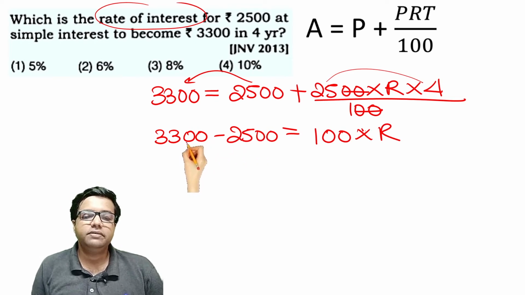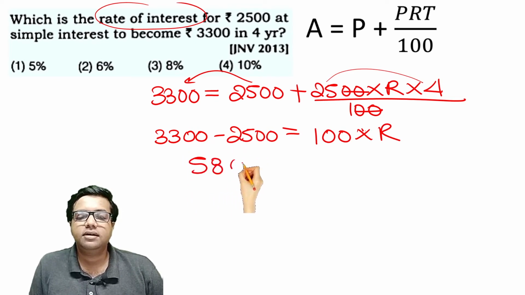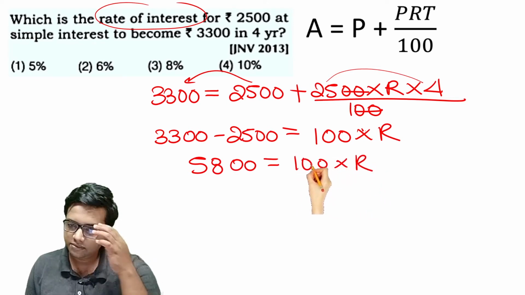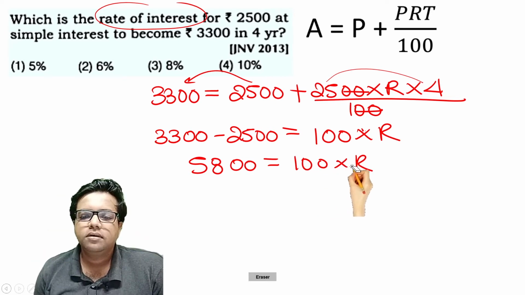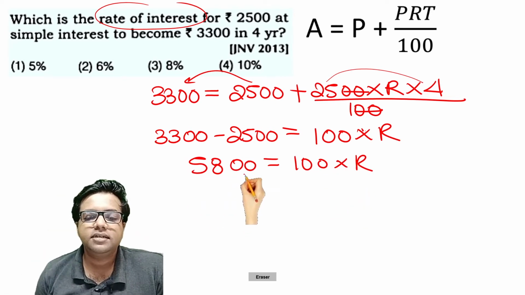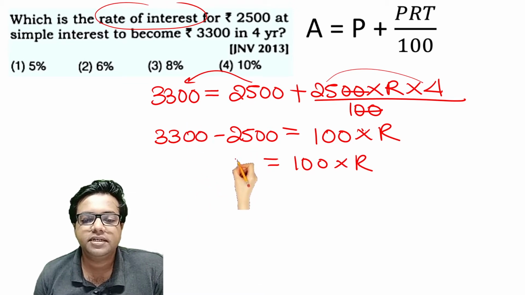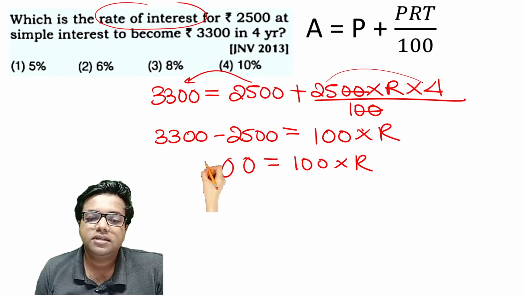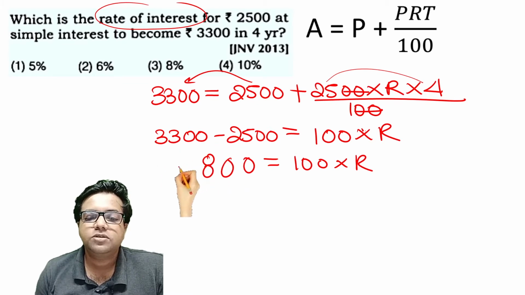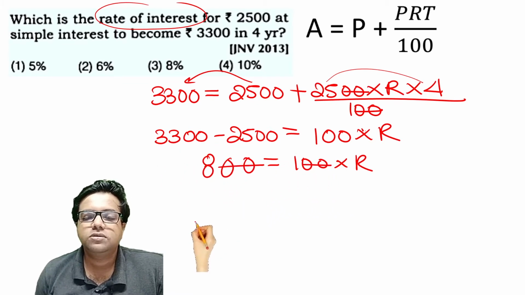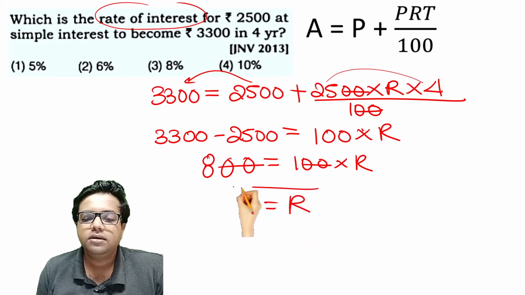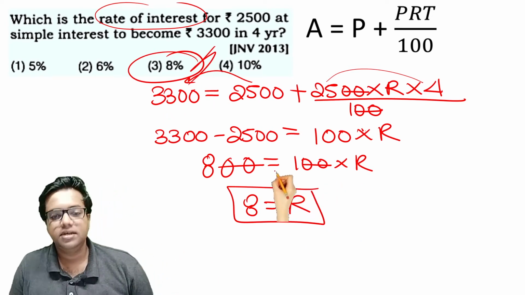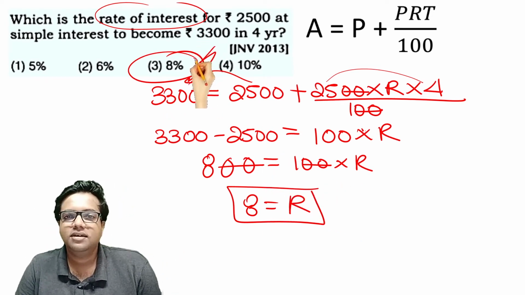So what is the value that we will get here? We will get 5800 is equal to 100 into r, right? 58 into r. So 5800 is the mistake that I have done here. It won't be 5800. 0 minus 0 is 0, 0 minus 0 is 0, 13 minus 5 will give you 8, and 2 minus 2 is 0. So therefore 2 zeros and 2 zeros you can cancel out here itself. 8 is equal to r, or the rate of interest is 8%. So 8% is the right answer for this question. Option 3, 8% is the right answer.